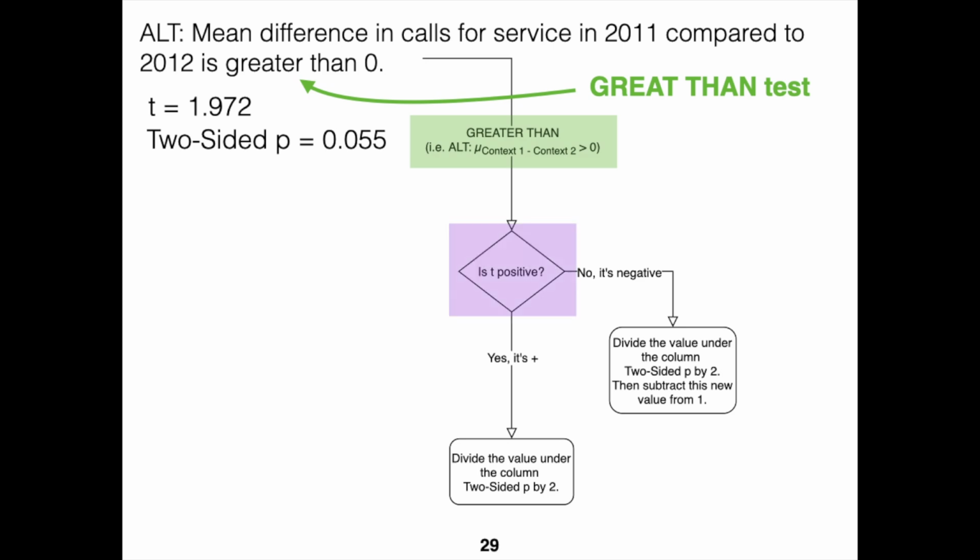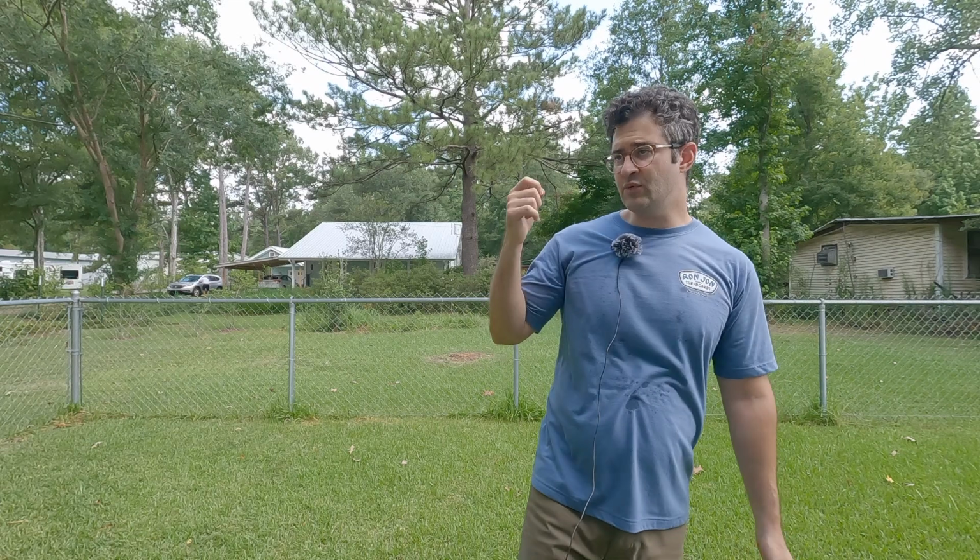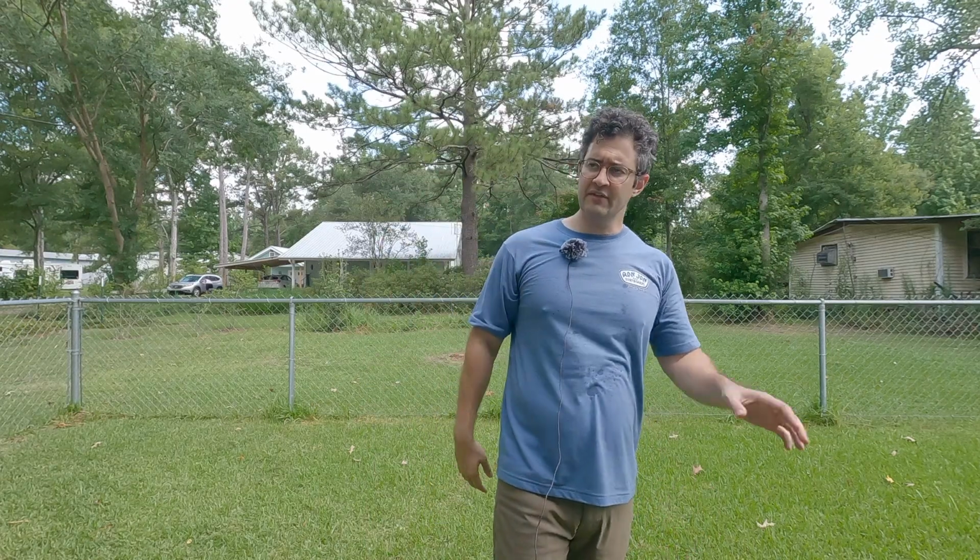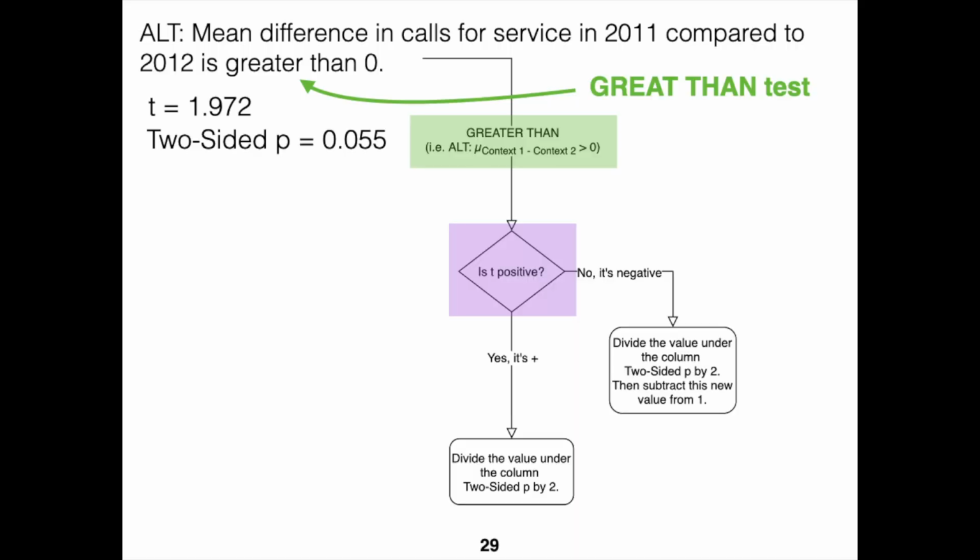The next thing you want to do is look at that T number and think about it. Is it positive or is it negative? If it's positive, you're going to do one thing. If it's negative, you're going to do something else. Here we can see that the number is positive. So T is positive. This tells me that I need to continue down the path.